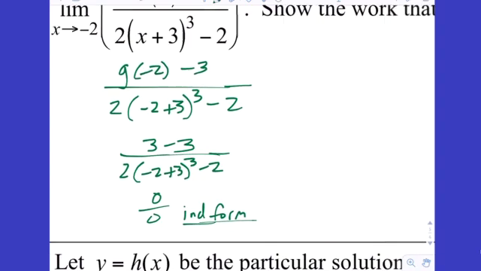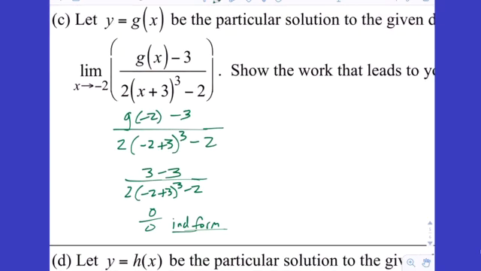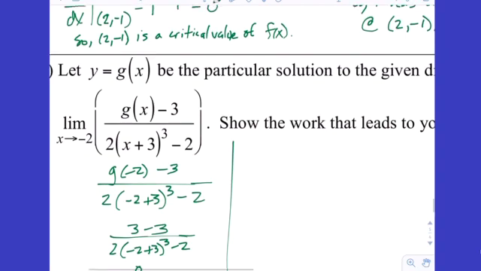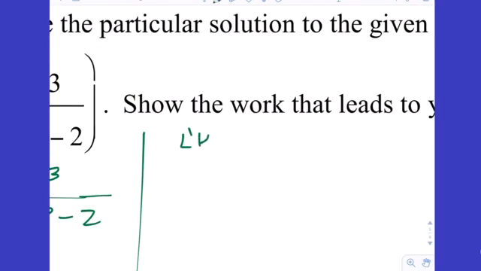You do want to show 0 over 0, because that's the way you show that you're going to use L'Hopital's rule. Now you don't have to say "by L'Hopital's rule," but if you want, you could say, "Let's lop it," right? That would be kind of cool, right?